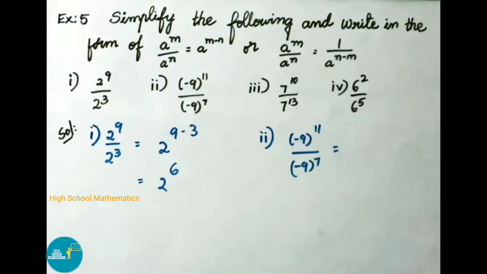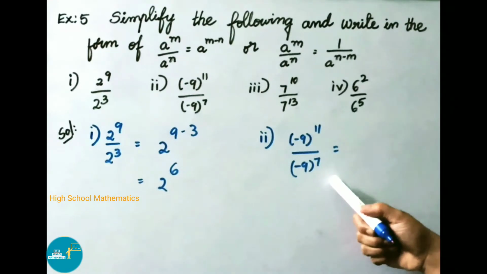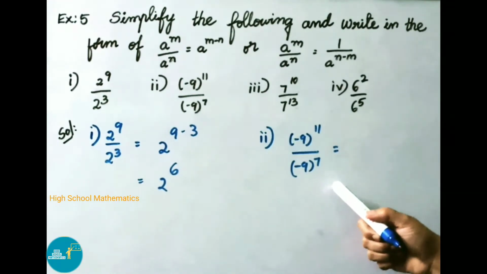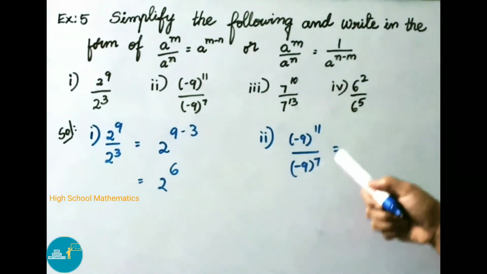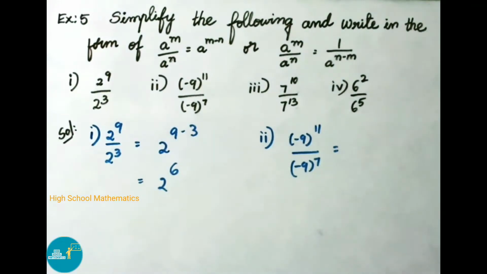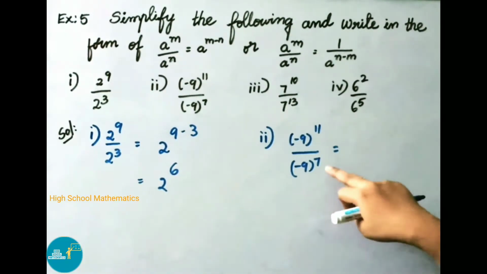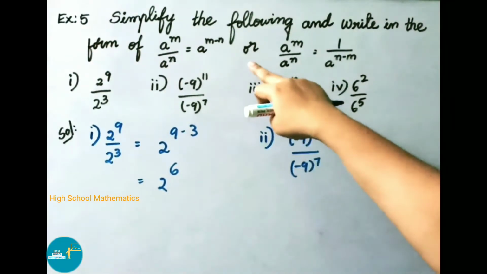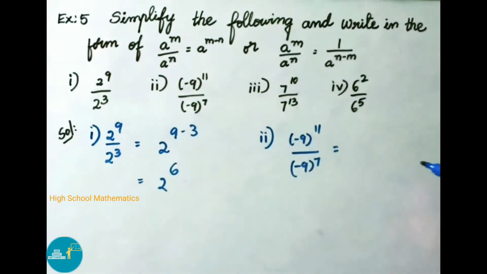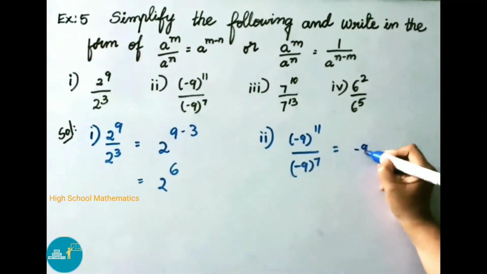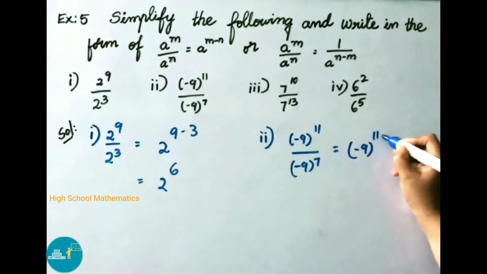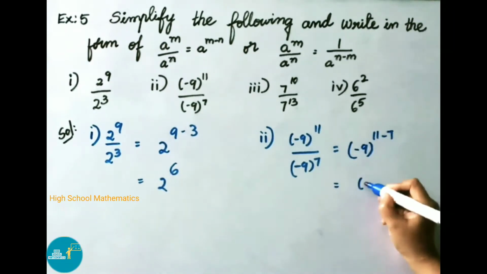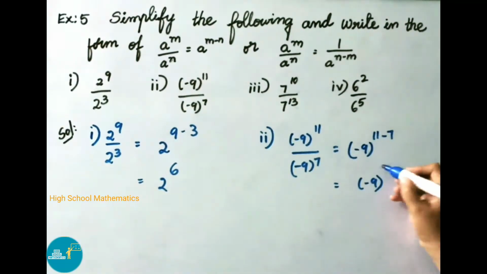See now the second one, minus 9 power 11 by minus 9 power 7. It is looking like the formula a power m by a power n, where m value 11 is greater than n value 7. So we are going to use the first formula, a power m minus n, that is minus 9 power 11 minus 7, that equals minus 9 power 4. So the answer here is minus 9 power 4.